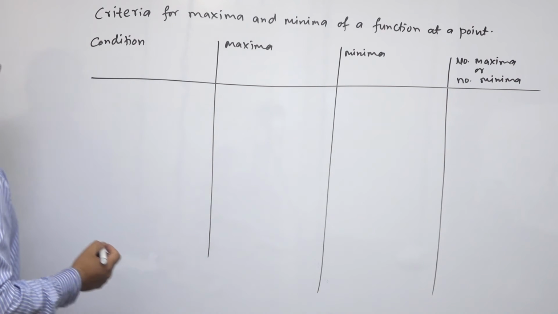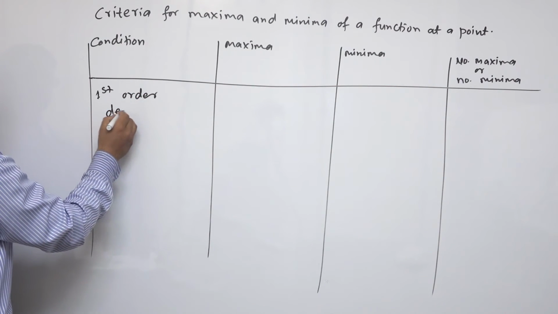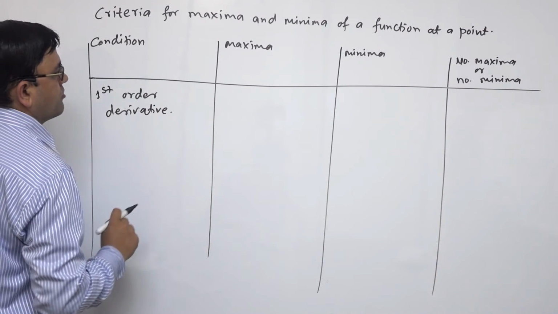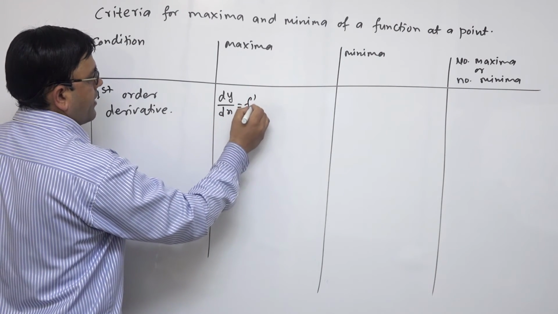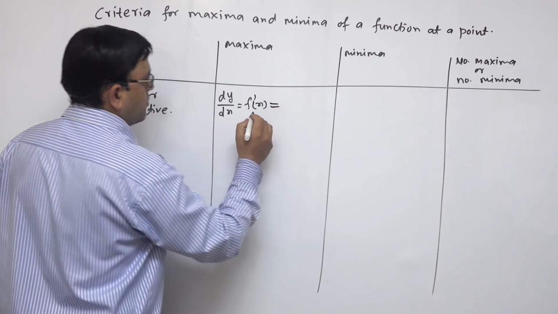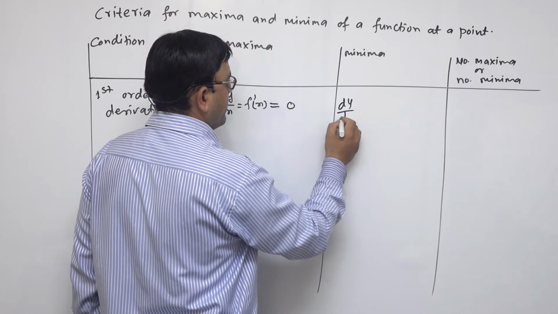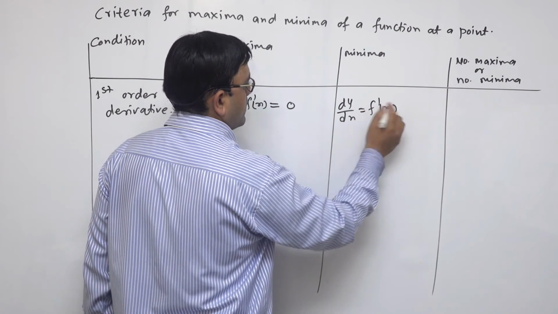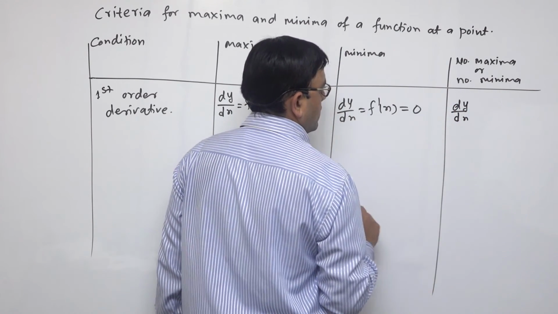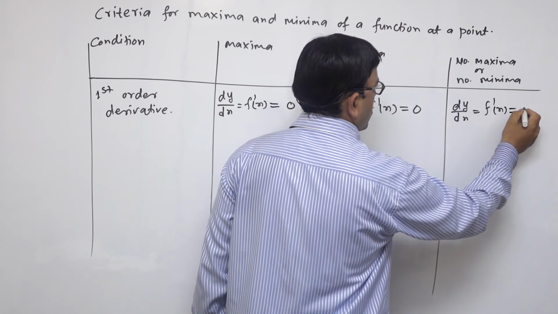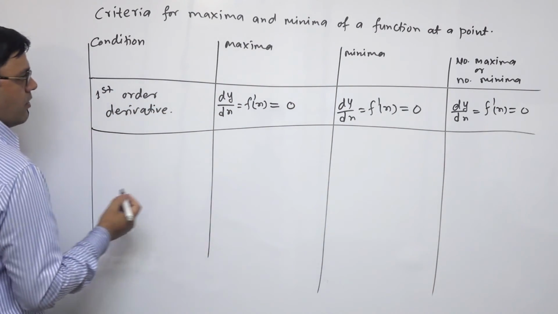Now let us see the first order derivative. First of all, we look only at the first order derivative. Here, first order derivative means dy by dx, we write f dash x, and this is equal to 0 for maxima, and then similarly dy by dx is equal to f dash x is also 0, and then here dy by dx is equal to f dash x is also equal to 0 for all three cases. Let's close it.